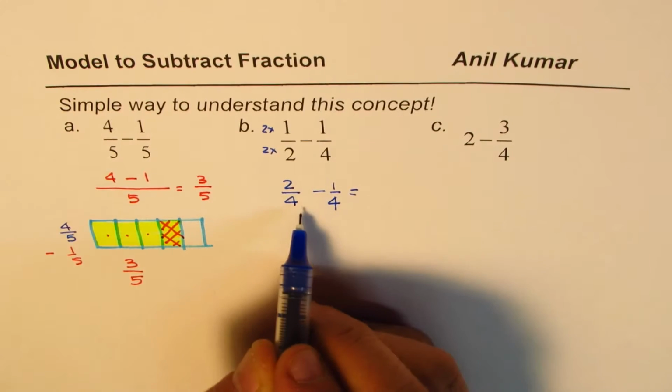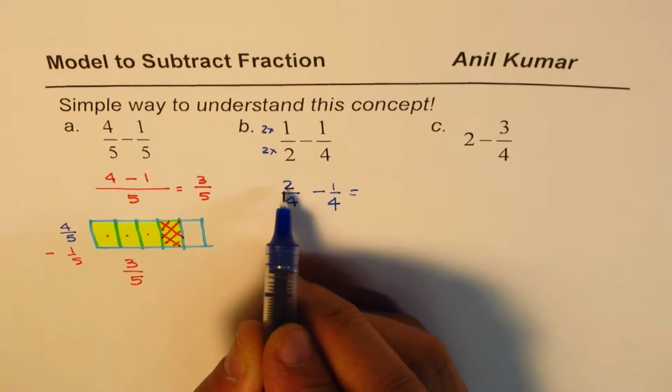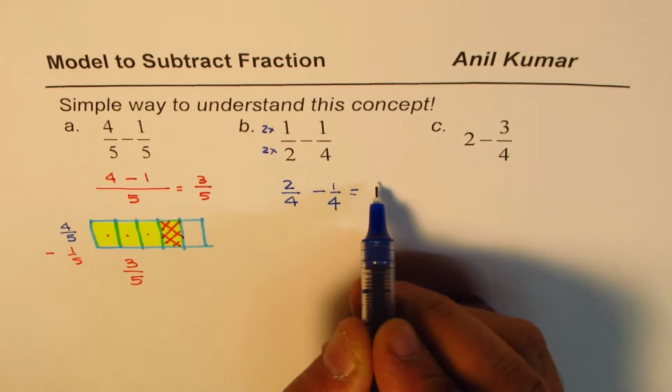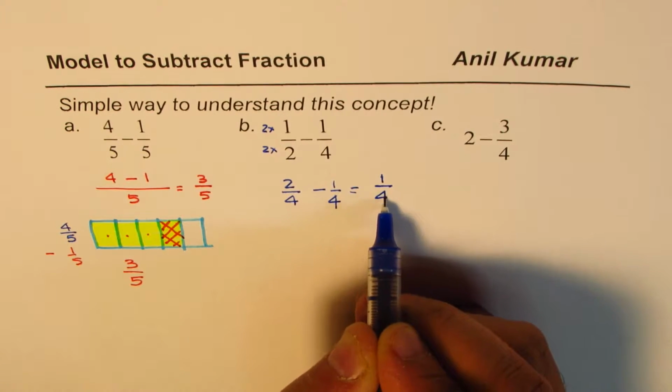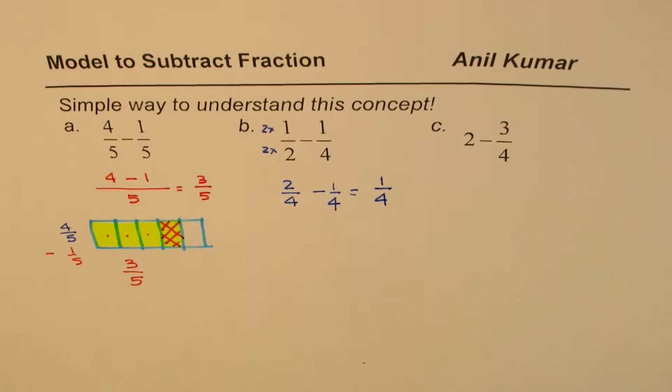Now it is simple. When they have the same base, I can take away the numerators. 2 minus 1 will give me 1, so I get 1 out of 4, right? So that is how we could do it.